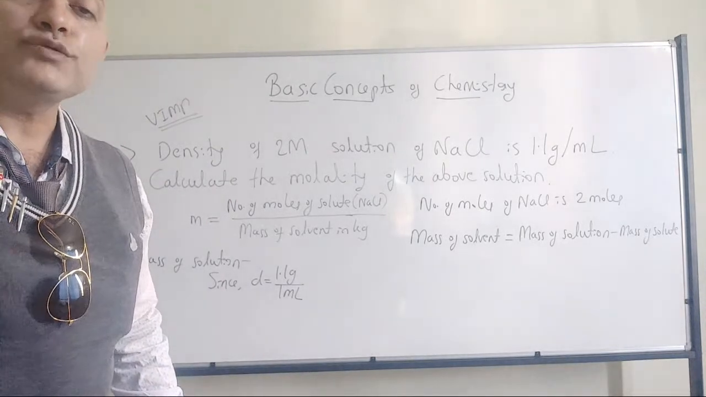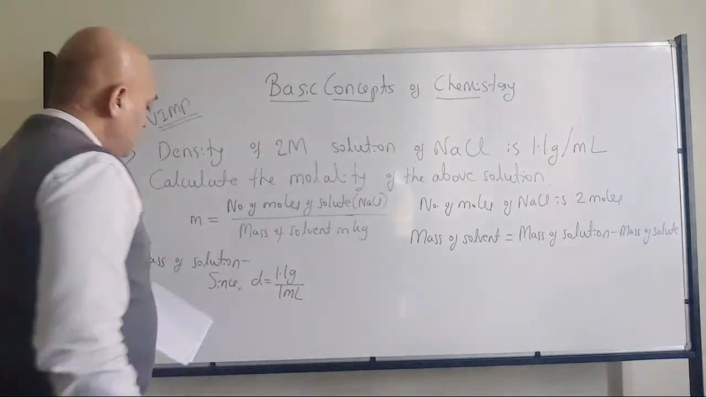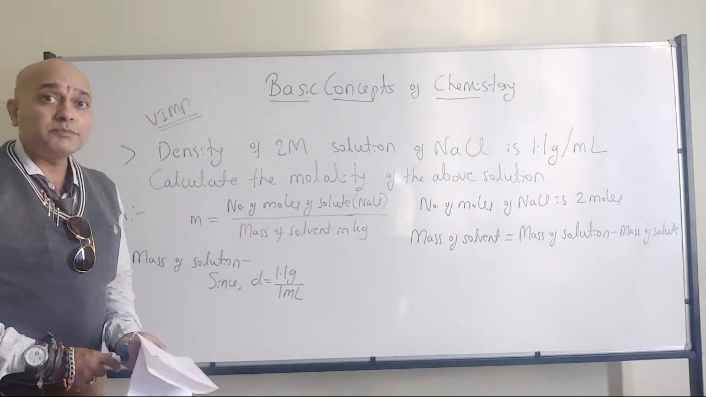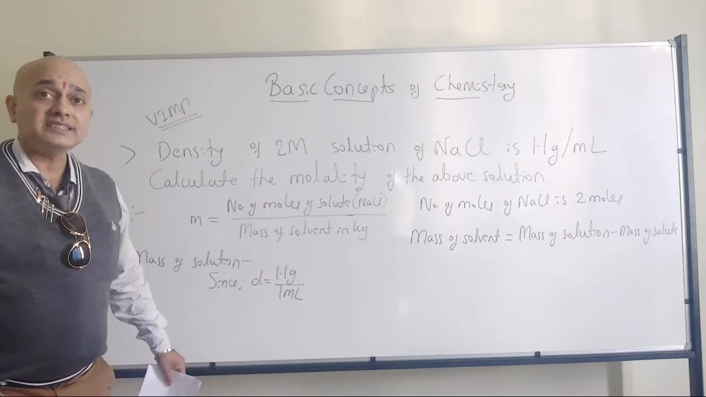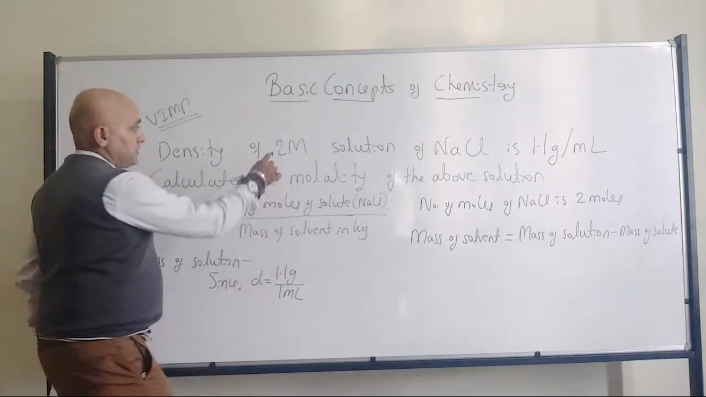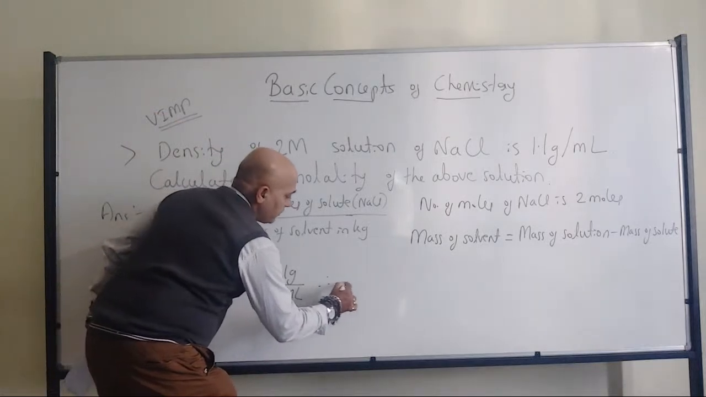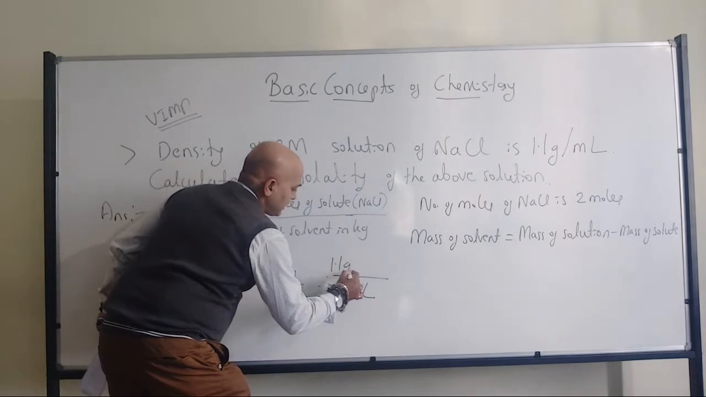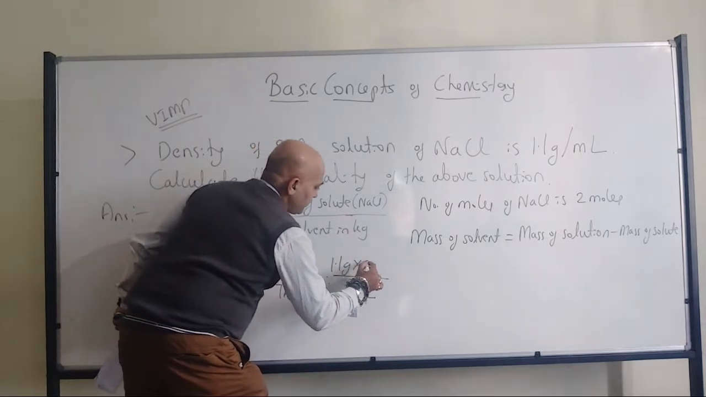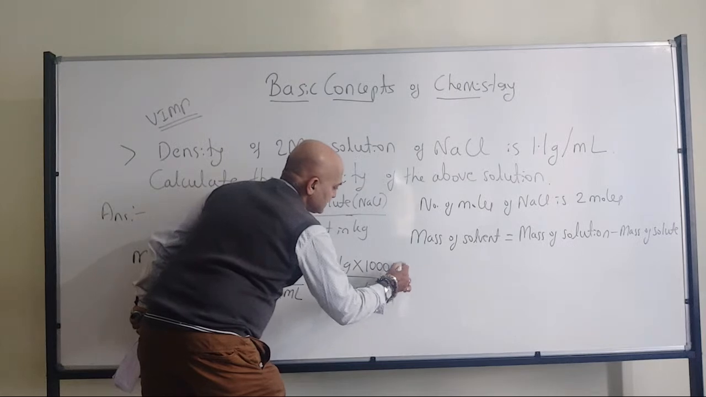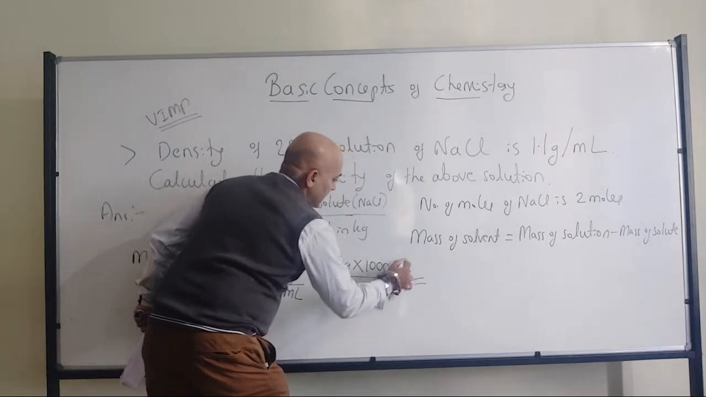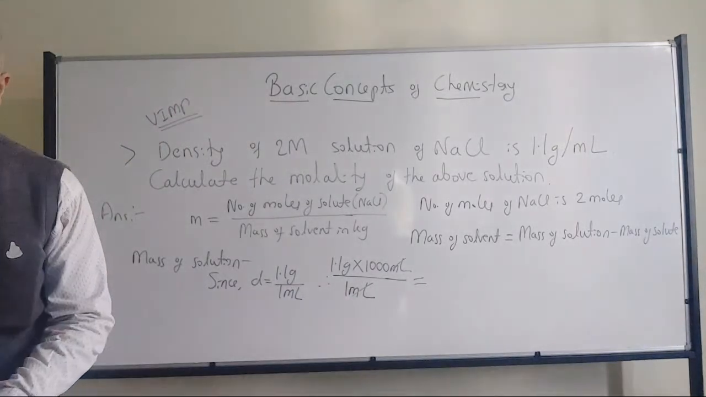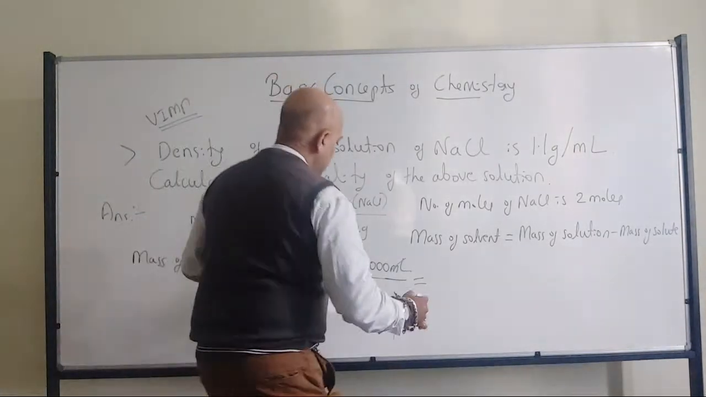So in that case, what is the total mass? That is for 1000 ml of solution. For 1 ml, it will weigh 1.1 gram. How much for 1000 ml, that is nothing but 1 liter? ml will get cancelled. What is the answer? 1100 grams.